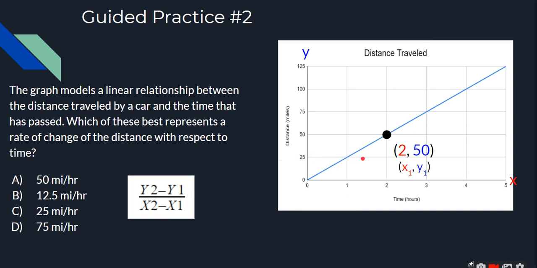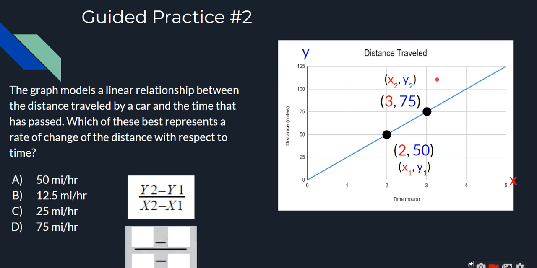Now let's find another point. So here we chose this point over here. We went 1, 2, 3. We went 3 to the right. Then we went 75 up. So our point is (3, 75). Let's give it the appropriate values here, x2 and y2. Now let's plug this into our equation.